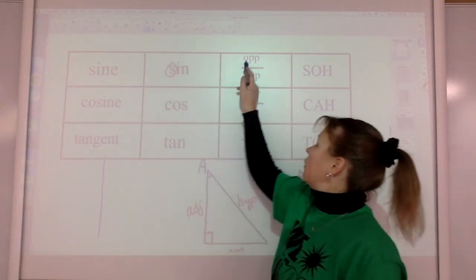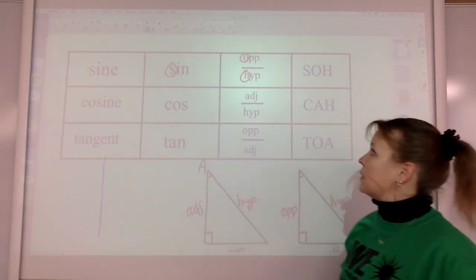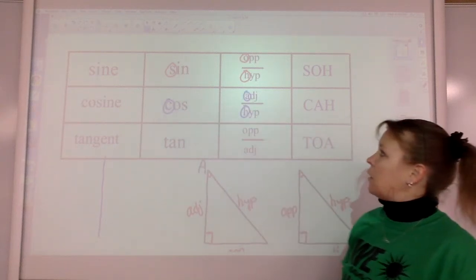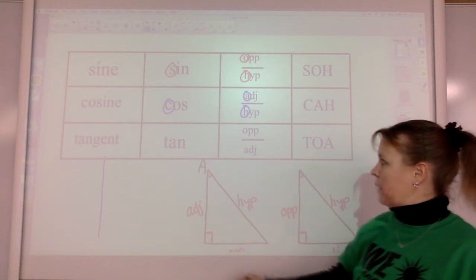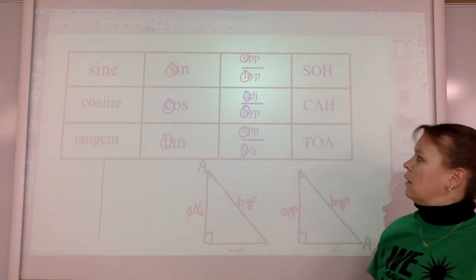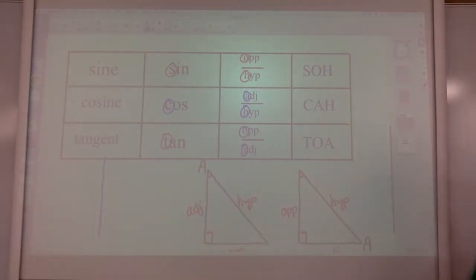SOH comes from sine, opposite over hypotenuse. CAH comes from cosine, adjacent over hypotenuse. And TOA does not have hypotenuse with it. It's opposite over adjacent.